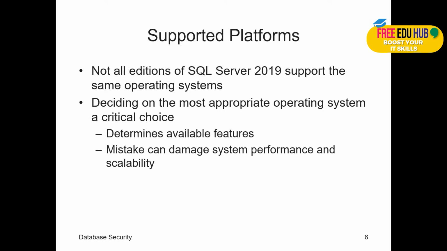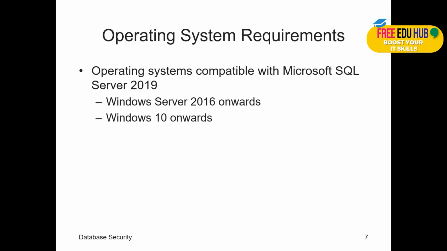Mistakes can damage the system performance or scalability. Operating system compatibility with Microsoft SQL Server 2019 is Windows Server 2016 onwards or Windows 10 onwards. Windows Server 2016 onwards means that the minimum level of the operating system on which SQL Server 2019 can be installed is Server 2016.